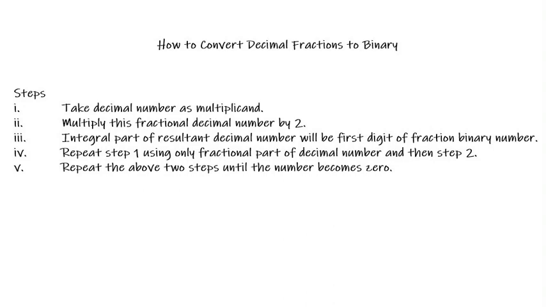Step number 1. Take the decimal number as a multiplicand. Step 2. Multiply this fractional decimal by number 2. The integral part of the resultant number will be the first digit of the fractional binary number. Then you can start by repeating step number 1 using only the fractional part of the decimal number, and then step number 2. Repeat the above 2 steps until the number becomes 0. We'll look at examples so that we see how to work around this conversion of decimal fractions.